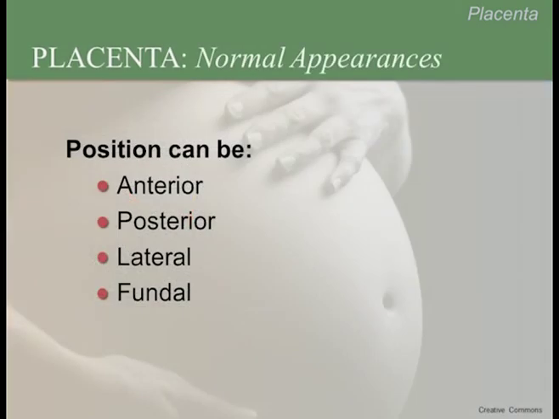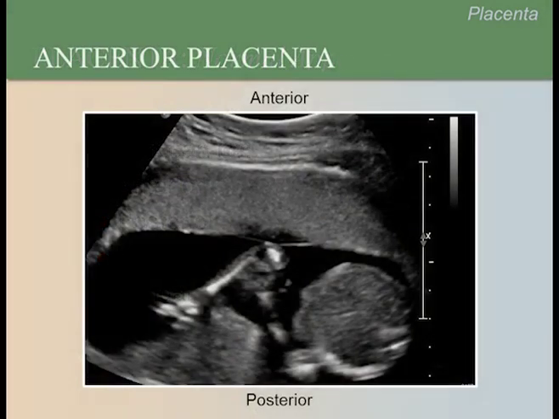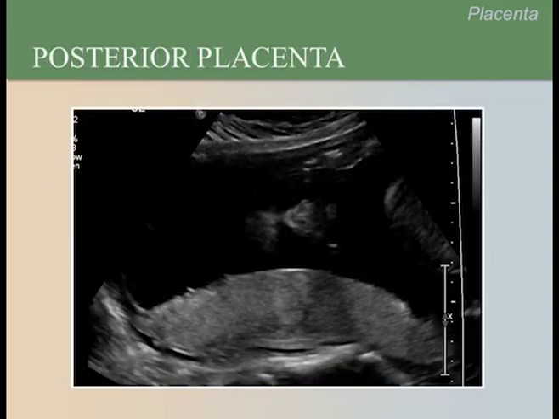The placenta is named or typed based on its position in the uterus. The position can be anterior, posterior, lateral, or fundal. This is an image of an anterior placenta. Here we have labeled the placenta to emphasize its location. This is an image of a posterior placenta. Here the placenta is labeled.